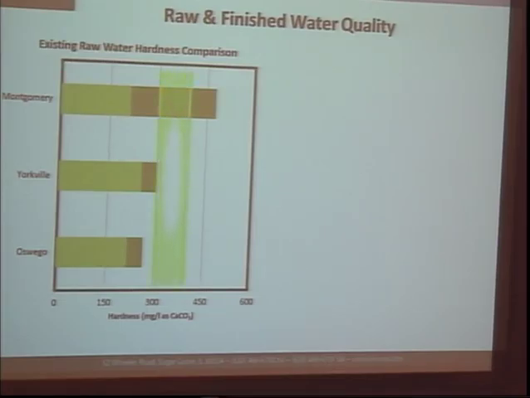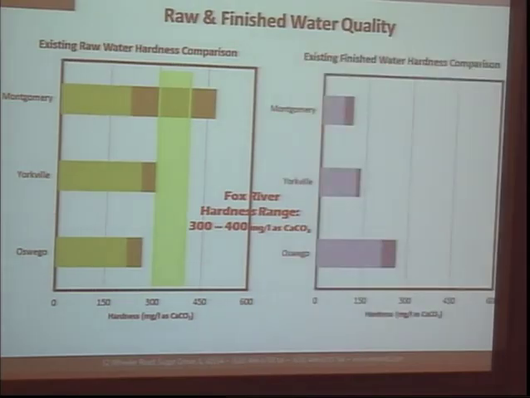For reference, this is what the hardness of the Fox River is. It's seasonal. In the winter, actually, it ends up being the hardest, but it's somewhere between 300 and 400. So for you guys, it's kind of right in the range. For the other two communities, it's slightly above or a little bit more above overall.